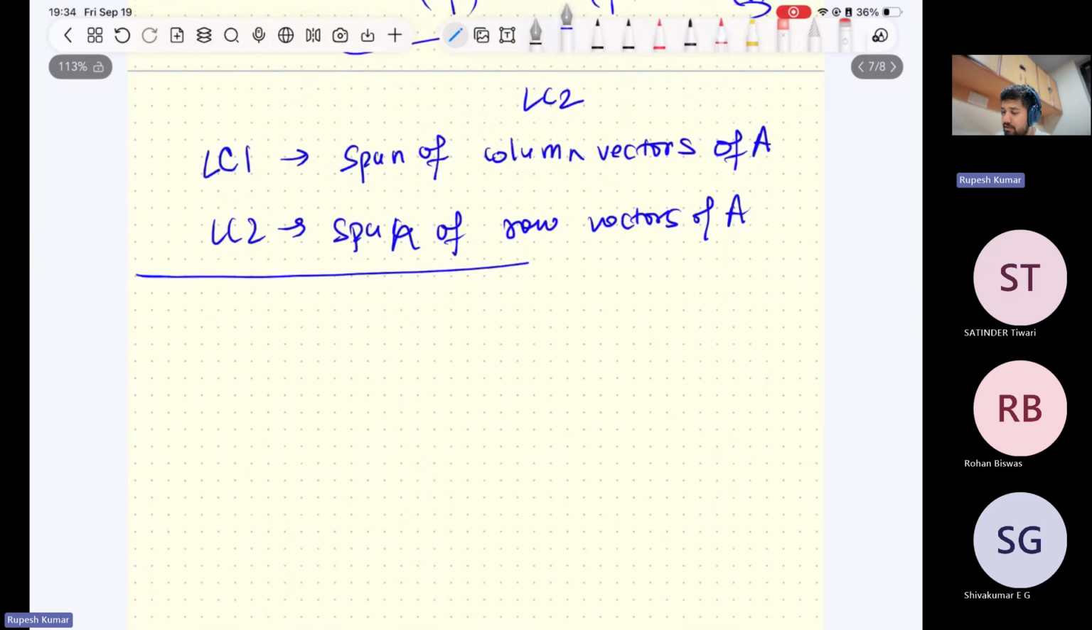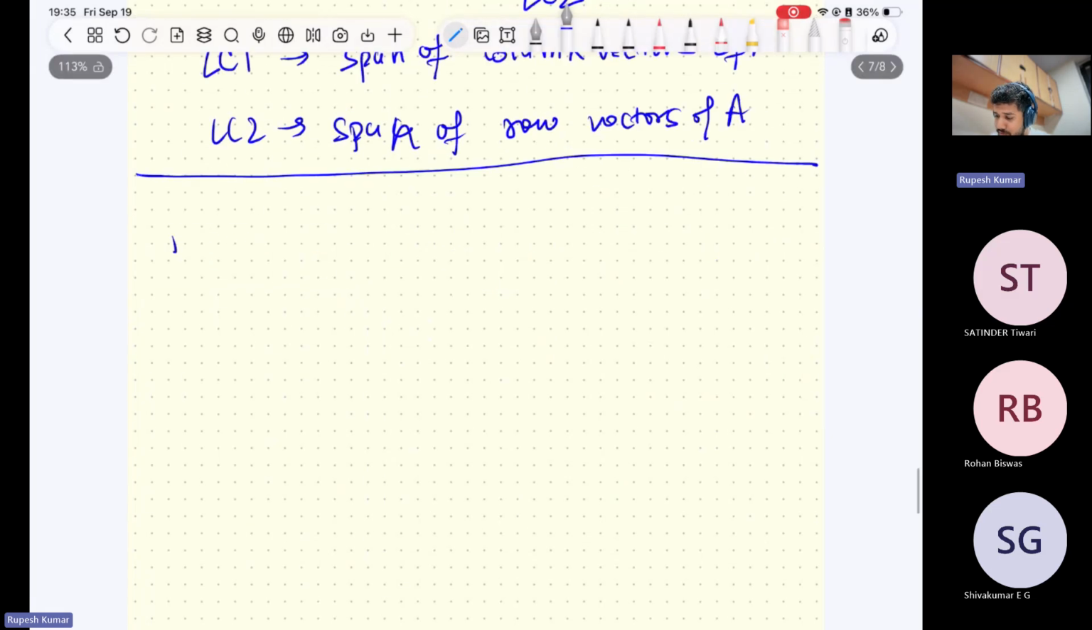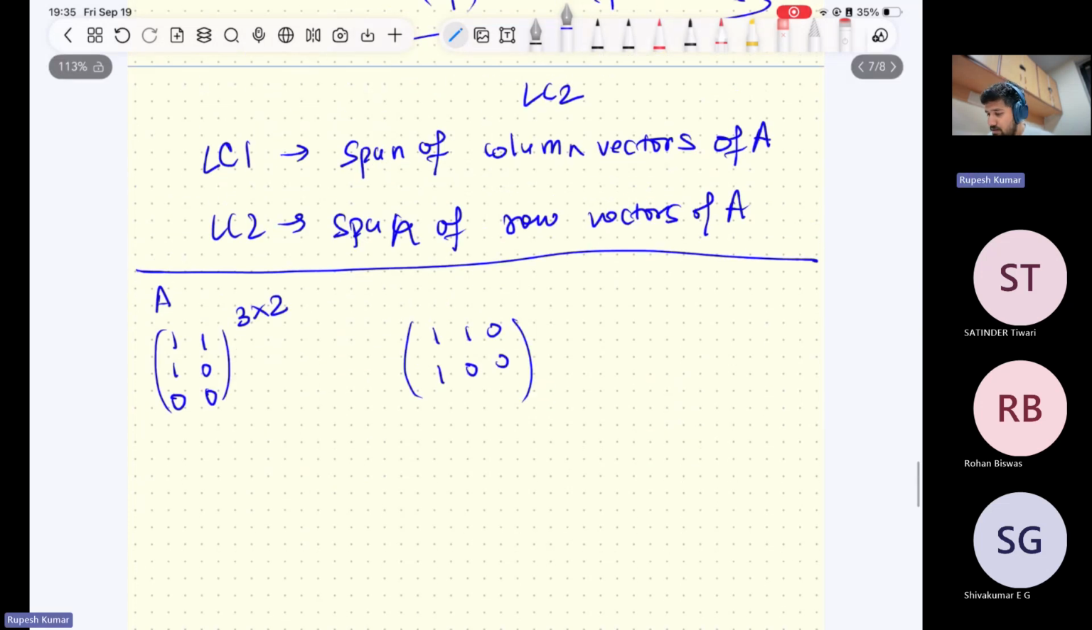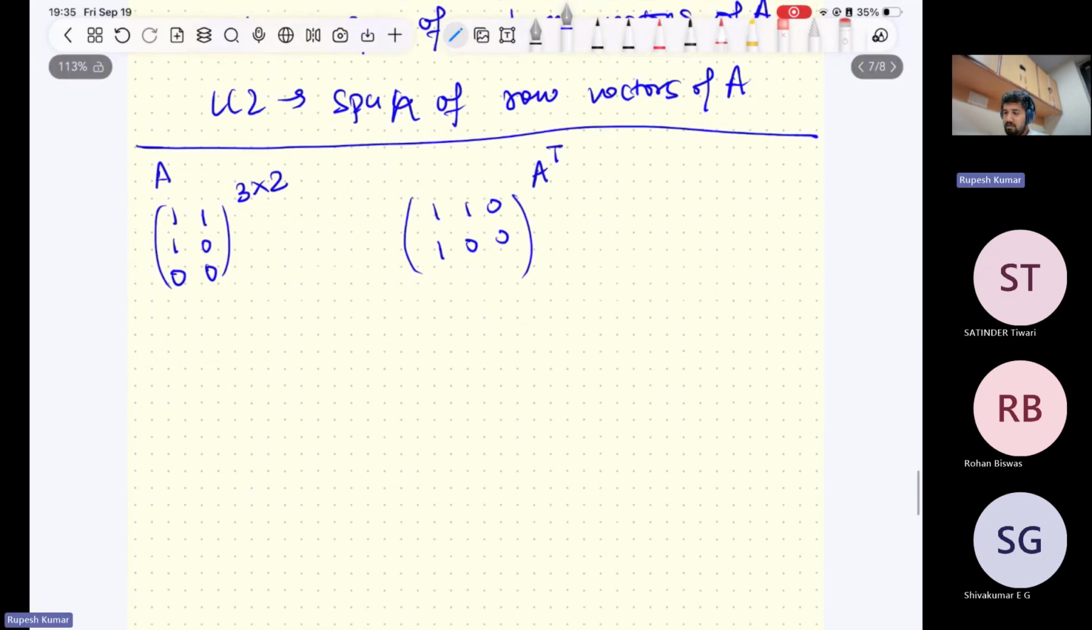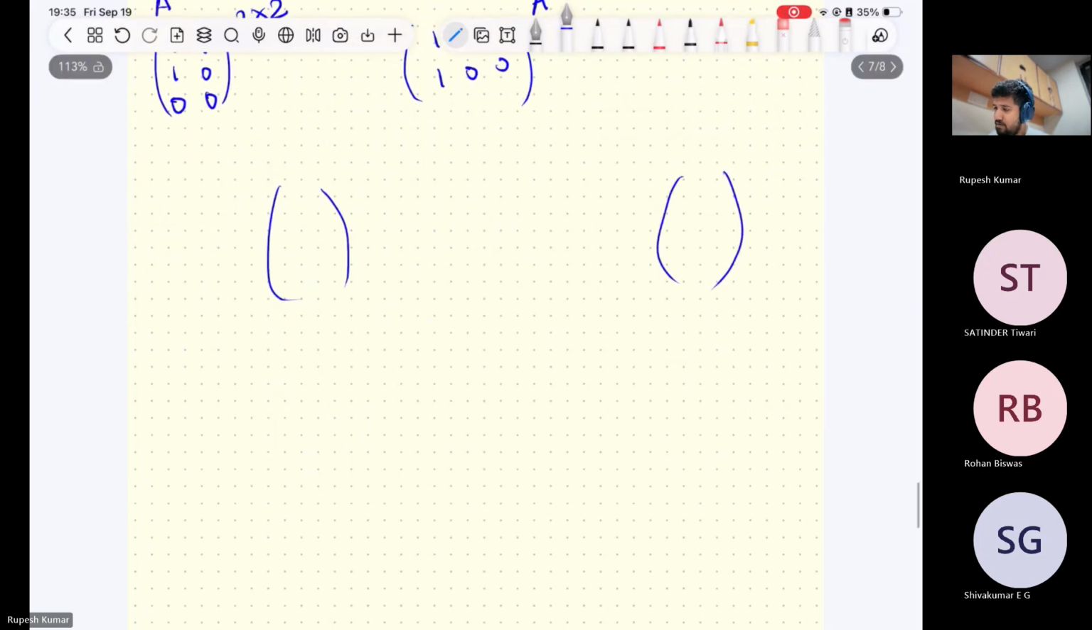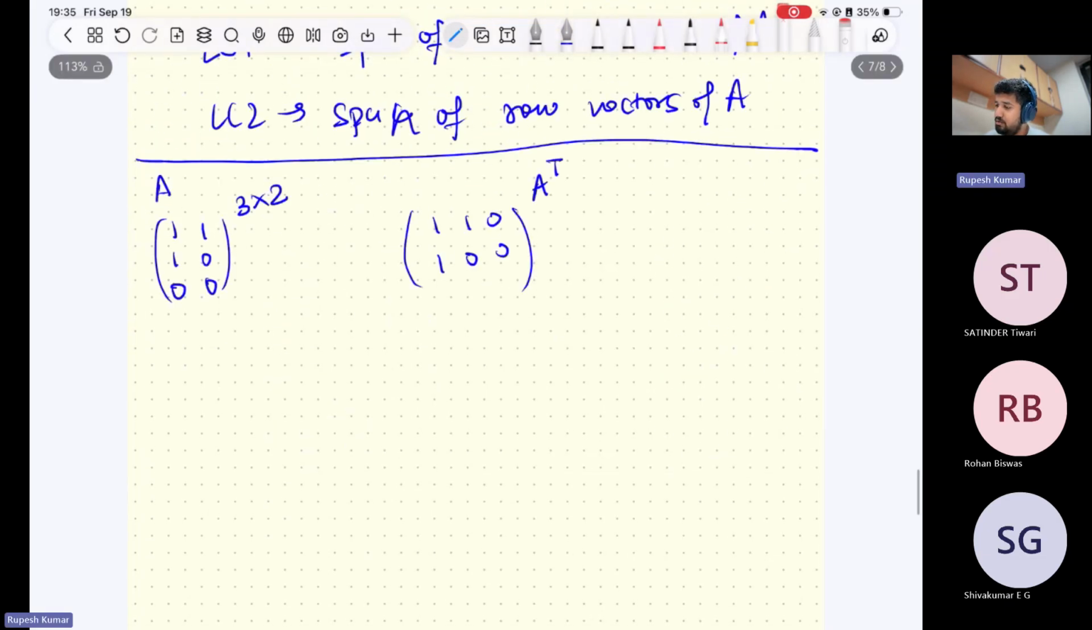Now let's take some interesting matrix where we can actually see the difference for the spaces. So let's take this matrix 1 1 0 and 1 0 0. Let's take this 3 cross 2 matrix and define it as A, and this is A transpose. Right. Now let's define two maps here side by side. Let's do everything side by side.